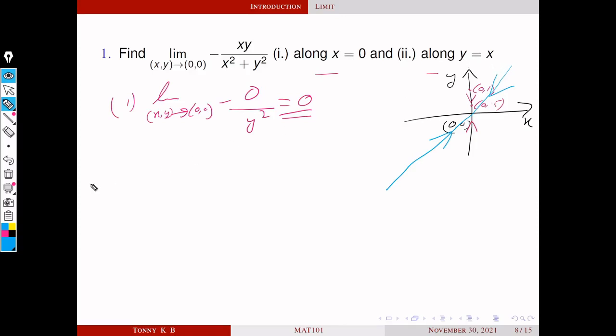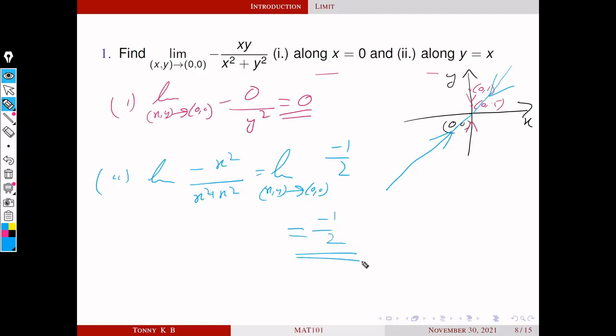Okay, so what is the limiting value along this path? It is clear that over this path x and y are the same, so you can replace this y by x. So this expression becomes minus x square by x square plus x square, over this path. So this is again limit (x, y) tending to 0 0. The denominator is 2x square. You can cancel this x square and this becomes minus 1 by 2. So there is no part of x and y. So whatever be the value of x and y, this is always constant. So its limiting value is minus 1 by 2.